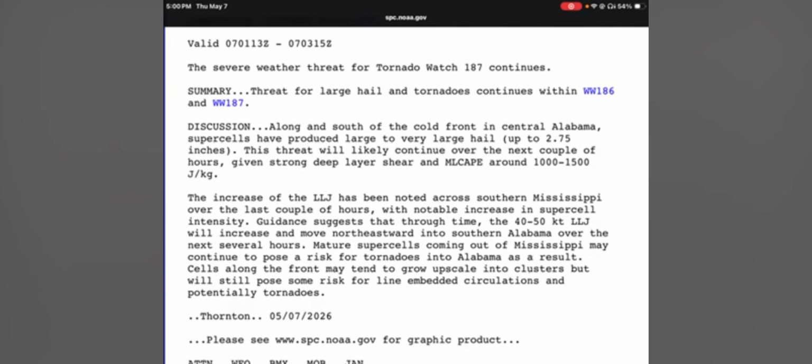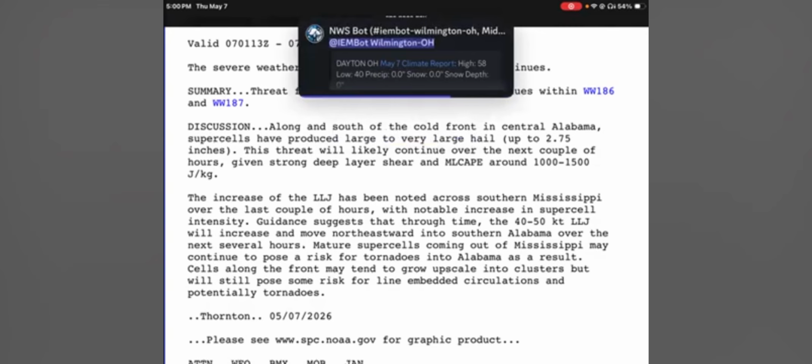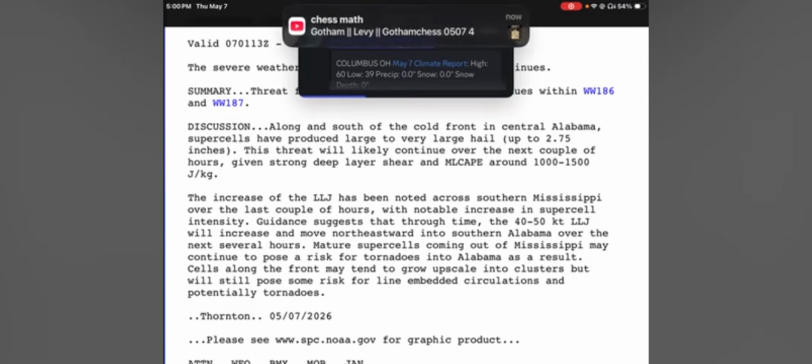Discussion. Along and south of the cold front in central Alabama, supercells have produced large to very large hail, up to 2.75 inches. This threat will likely continue over the next couple of hours, given strong deep layer shear and mixed layer convective available potential energy around 1000 to 1500 joules per kilogram.